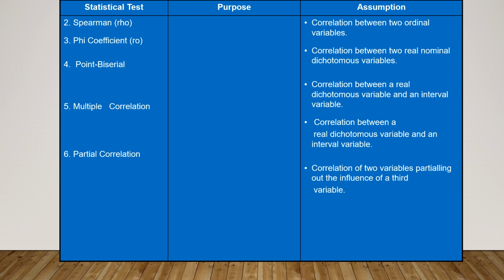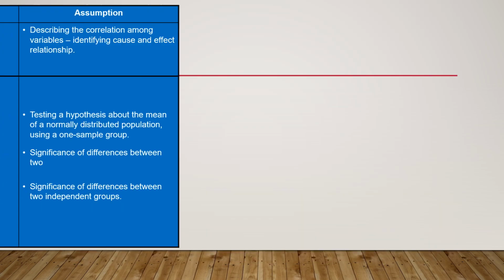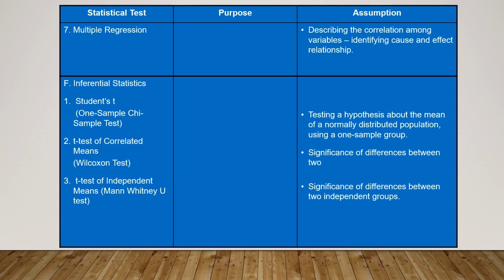Then the fifth, we have the multiple correlation. The assumption is the correlation between a real dichotomous variable and an interval variable. Then the sixth correlation is the partial correlation. The assumption: correlation of two variables partialing out the influence of a third variable. The seventh correlation is the multiple regression. The assumption: describing the correlation among variables, identifying the cause and effect relationship.